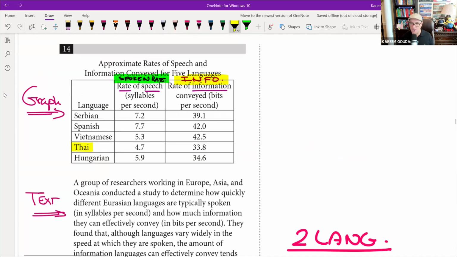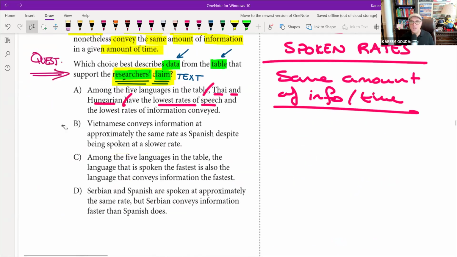Thai and Hungarian, and rates of speech lowest. 4.7 and 5.9. Are these the two lowest ones? No. 4.7 is the lowest, but 5.9 is not because there's 5.3 here, right? So this answer is wrong altogether without looking at the rest of it. It is wrong right here, and this is called contradiction skill. So the graph says that Thai and Hungarian are not the ones with the lowest rate of speech. So this is wrong right away. You don't need to read anything else.